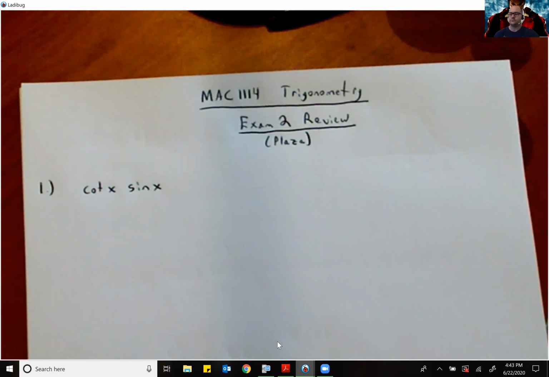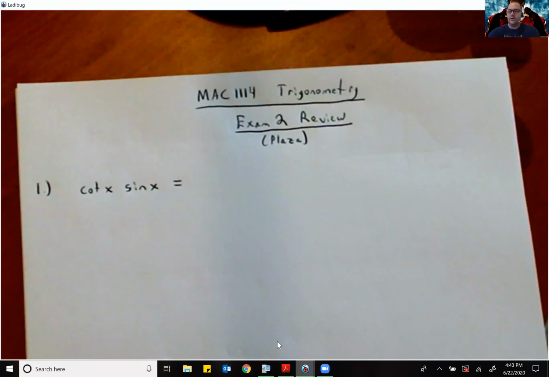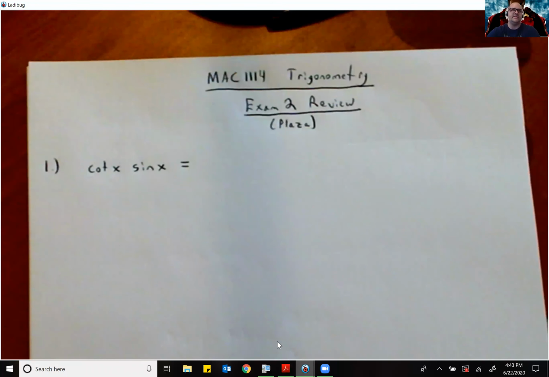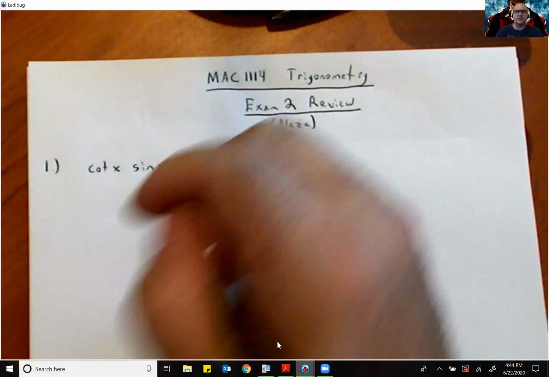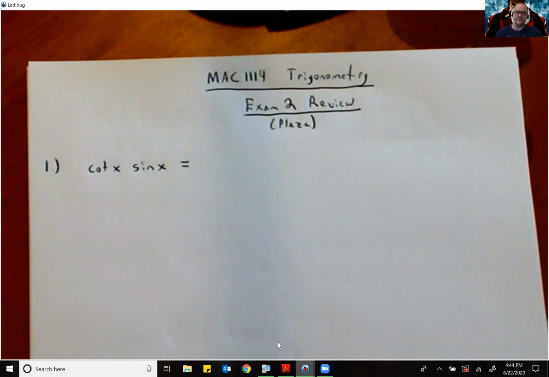One of the tricks that I implore you to use is change everything to sines and cosines. It's a pretty common trick, and it's probably the most useful when it comes to this exam. And also don't forget about identities like the Pythagorean identities: sine squared plus cosine squared equals 1. You can use those here. Those are the 2 big ones that you really need to use for the exam.